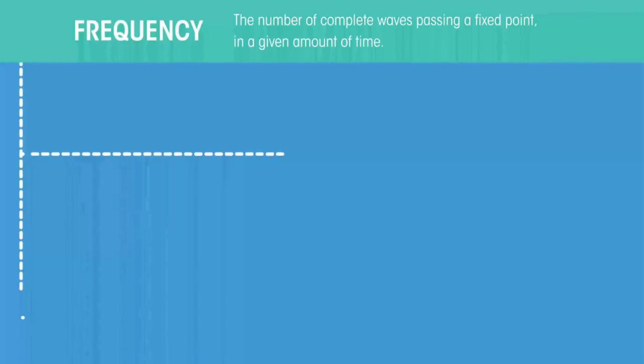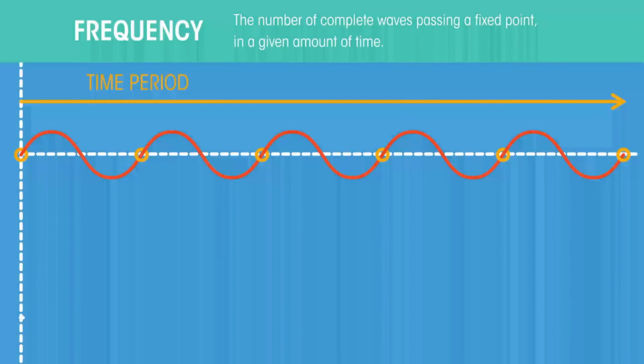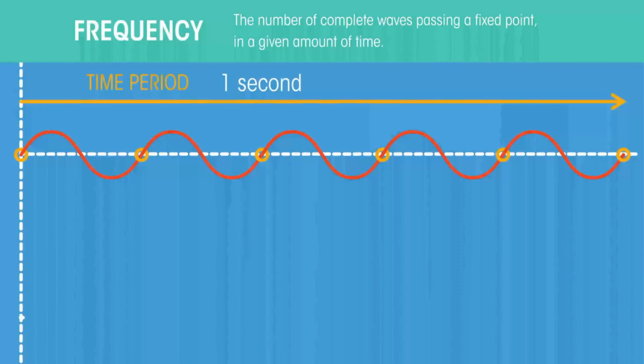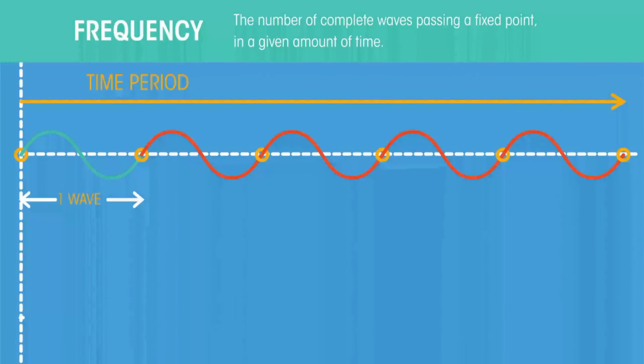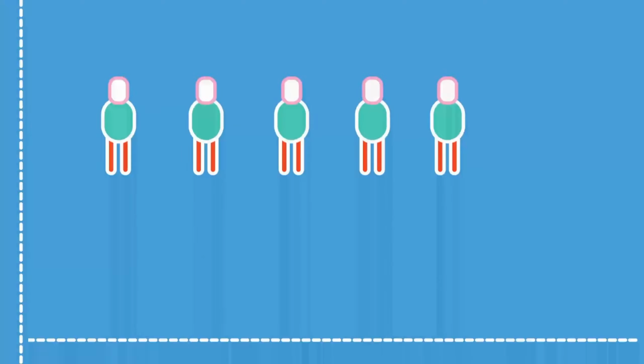The frequency of a wave is the number of complete waves passing a fixed point in a given amount of time. This time period is usually 1 second. This is what one complete wave looks like. So if this was our time period, the frequency would be 5. Frequency is given the symbol f and is measured in units called hertz. Hertz measure how many complete cycles per second, so how many people in our Mexican wave stand up every second.